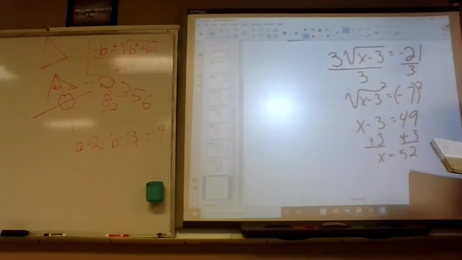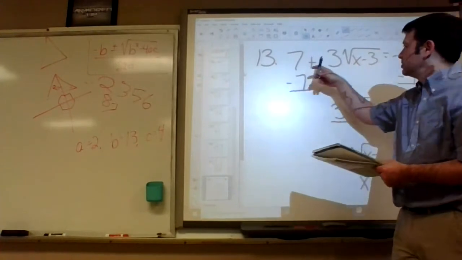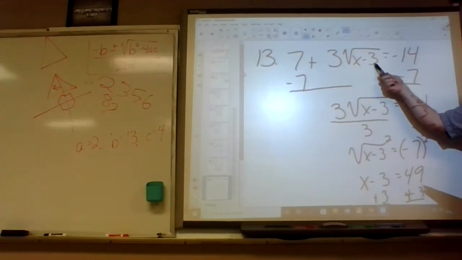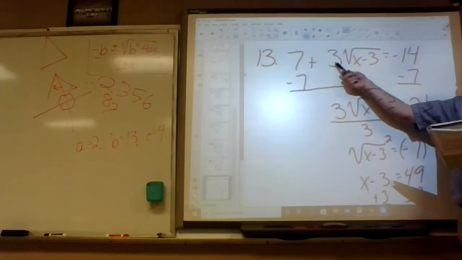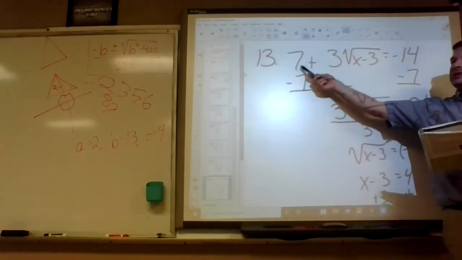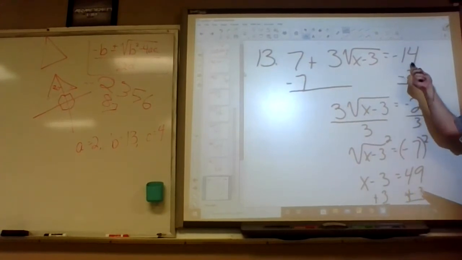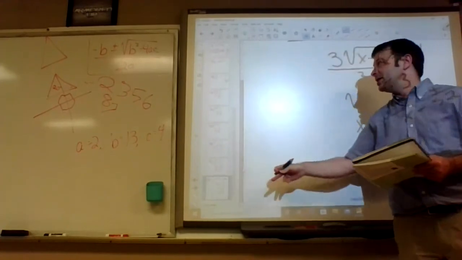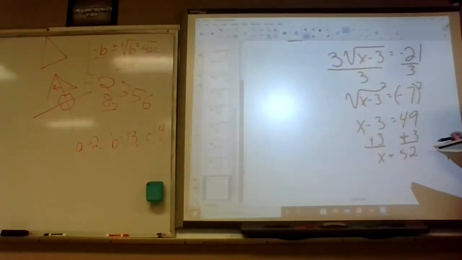Alright, does 52 work? What's 52 minus 3? 49. What's the square root of 49? 7. Times 3 is 21, plus 7 is 28. Nope. So we got an answer that didn't work, even though we did all that work. So the answer is no solution.